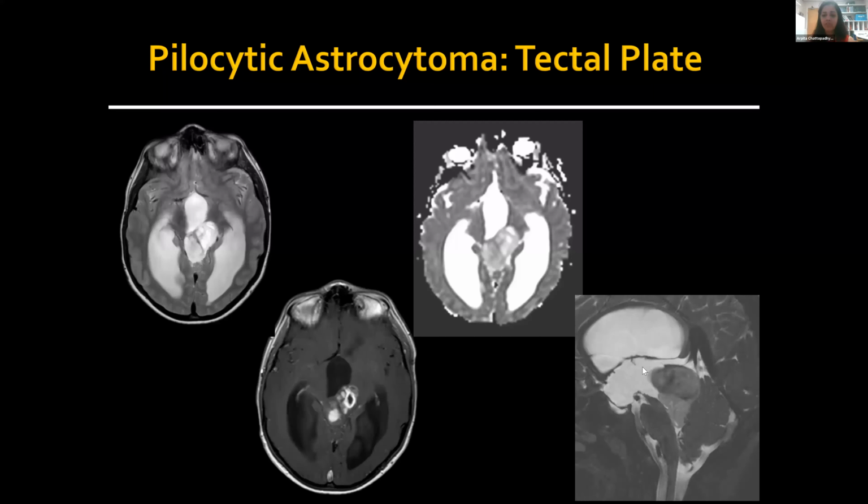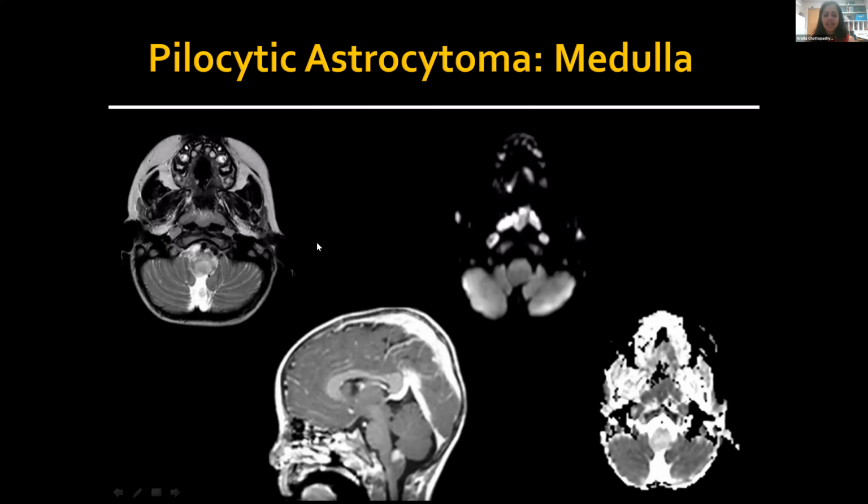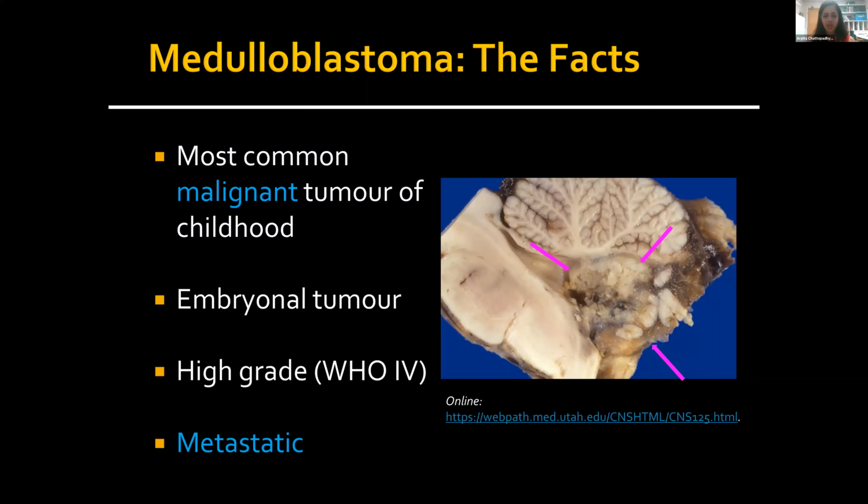So here is an example of a pilocytic which has not only grown into the tectal plate, it's essentially replaced the tectal plate. T2 hyperintense, there's no diffusion restriction on the ADC, and they've got a little bit of a bizarre enhancement pattern, but again, can be associated with pilocytics. Here's an example in the medulla, and as I said, they have a dorsally exophytic growth pattern. On T2, we see it dorsally, very bland on the DWI and the ADC with no evidence of diffusion restriction. And we've got some enhancement at the superior aspect of the tumour there. So that's your pilocytic astrocytomas.